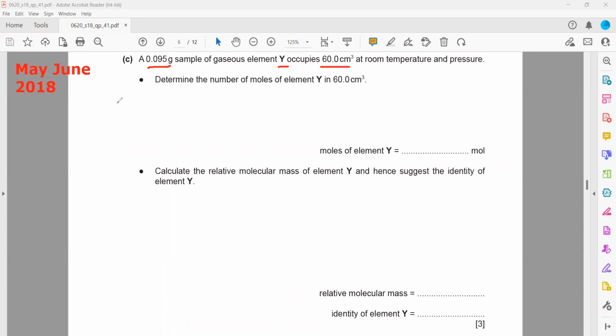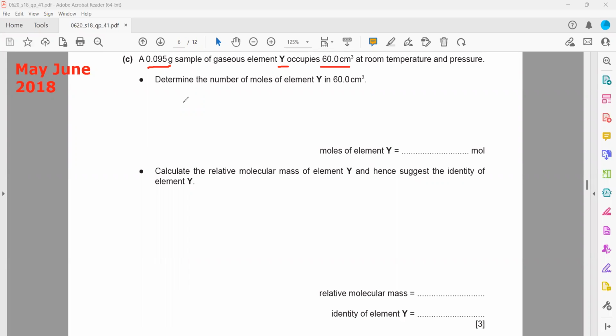So if you want to determine the moles, we have three formulas: moles equal mass in gram over molar mass, moles equal volume of a gas in decimeter cube divided by 24, or moles equal concentration times volume. Even though we have the mass, we cannot use the first formula. Why? Because we don't know the molar mass.